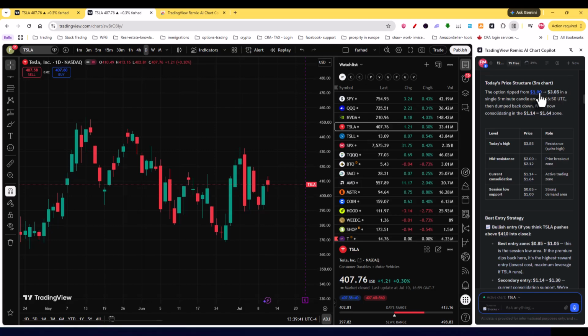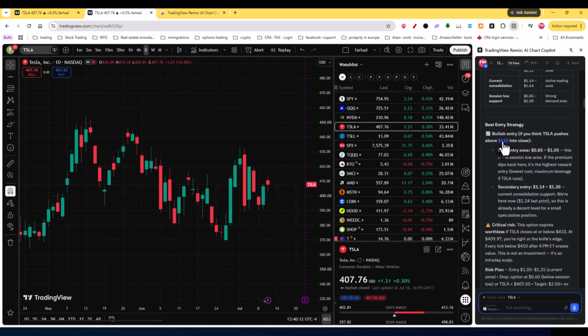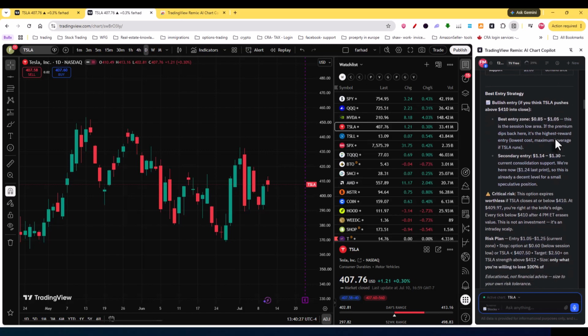I'm not saying you're going to do exact pricing, but let's say you got half of the move. So you got in at $1.50, you got out at $3. You made $200. So it basically tells you the area of interest. 410, above 410 would be a push for breakout. Bullish entry. If you think Tesla pushes above 410 into close, this is the bullish entry. So basically breakout. Best entry zone, 85 cents to $1.05. This is the area of interest to get in.